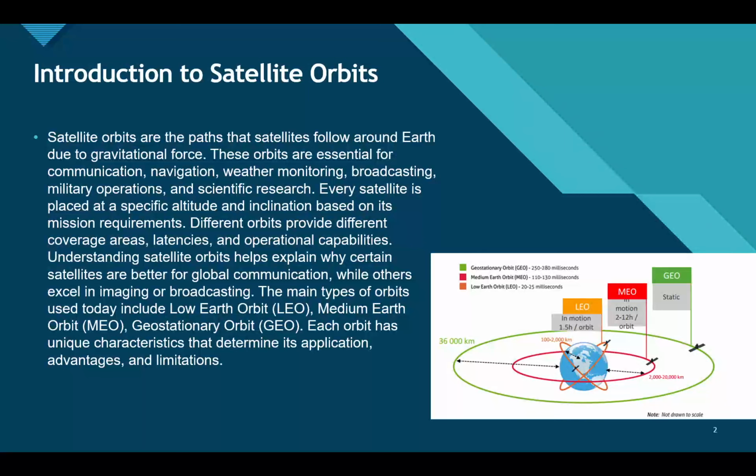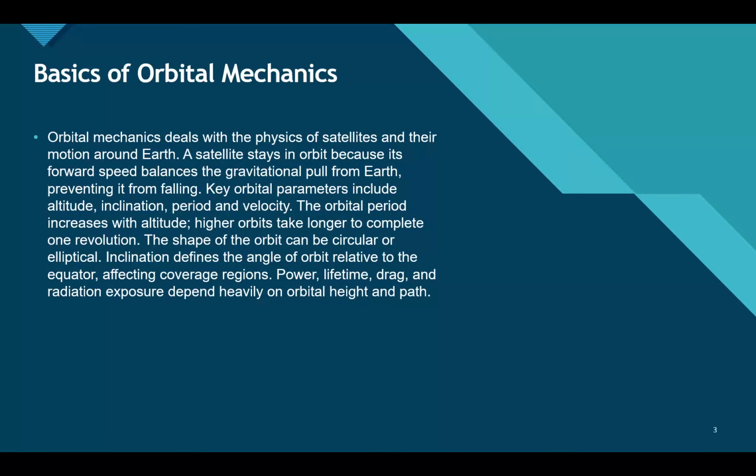Understanding these orbits helps us understand why certain satellites are used for internet services, others for GPS, and others for TV broadcasting. So, as in our diagram, this shows how the orbits are placed, and how far they are from the Earth. Then we have the basics of orbital mechanics.